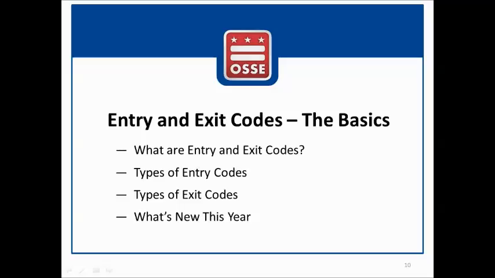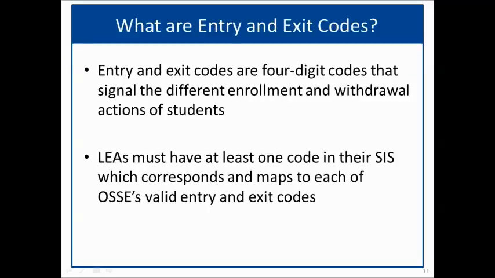So entry and exit codes are 4-digit codes, and they signal enrollment and withdrawal actions of students. They let us know when a student comes in and when a student leaves. And there are 4 digits in terms of the OSSE standard codes. We expect that the LEAs have at least one of these codes in their SIS, which corresponds and maps to each of OSSE's valid entry and exit codes.